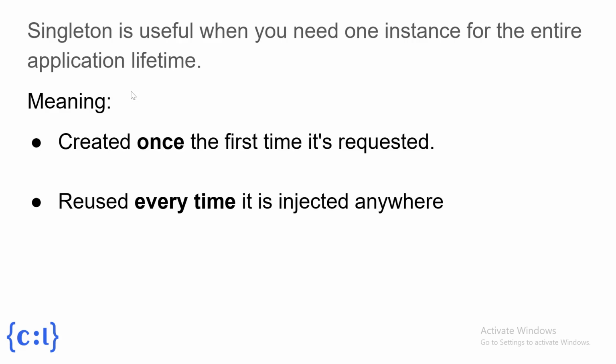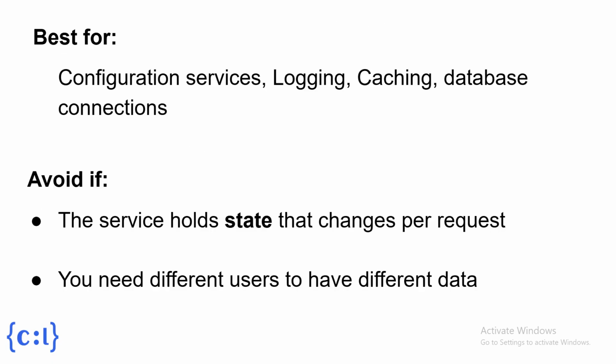Singleton is useful when you need one instance for the entire application lifetime, meaning the object is created once the first time and it is reused every time it is needed. So singleton is best for configuration services, logging, caching, database connection, but it is not good for services that hold state that changes per request, and also not good when you need different users to have different data.